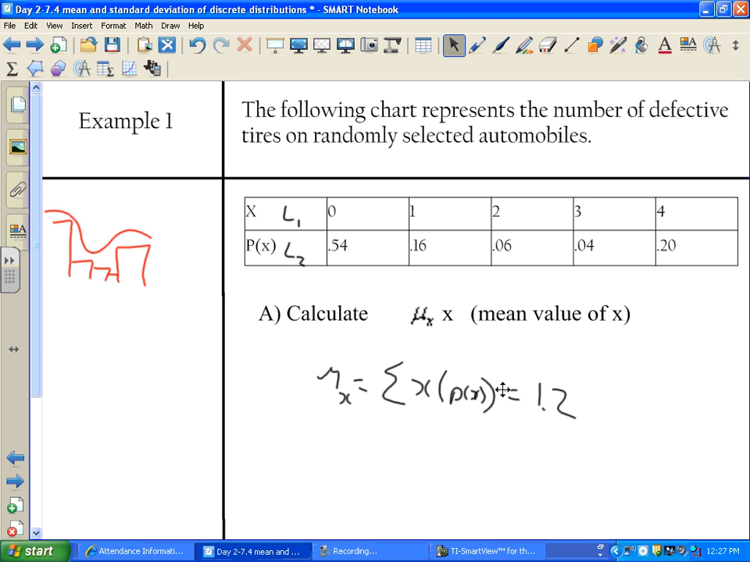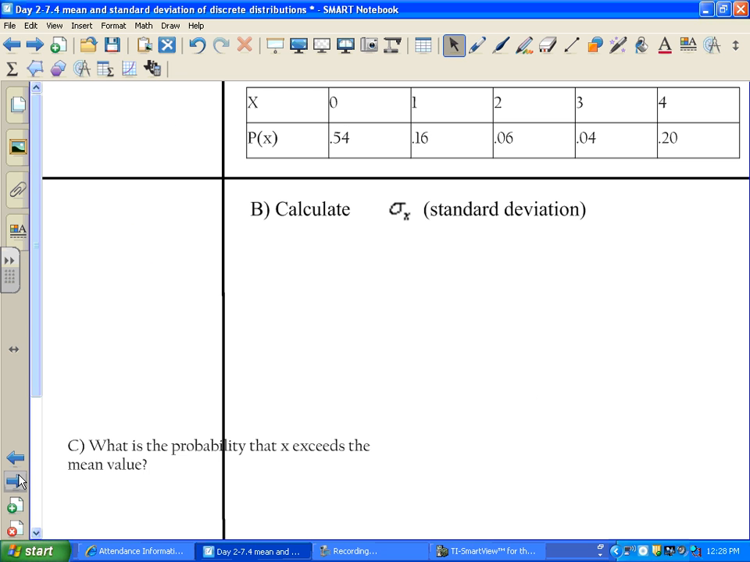Now, in terms of our distribution, you guys agree that 1.2 is somewhere about in that part of that histogram? Do you also hopefully agree with me that 1.2 is not a good measure of what's happening with this data? Because most of the time, either no tires are going to be defective or all 4 are. So 1.2 tires defective isn't really a good guesstimate or a good estimate. Does that make sense? Okay. So 1.2, that's our mean value. What else have we got?